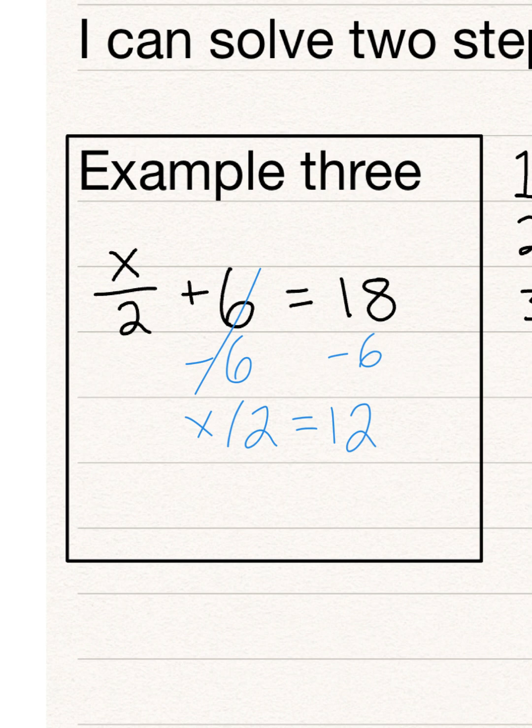So now I'm thinking, what divided by 2 is 12? To figure that out, we use the inverse of division, which is multiplication. 12 times 2 is 24. So x is 24.